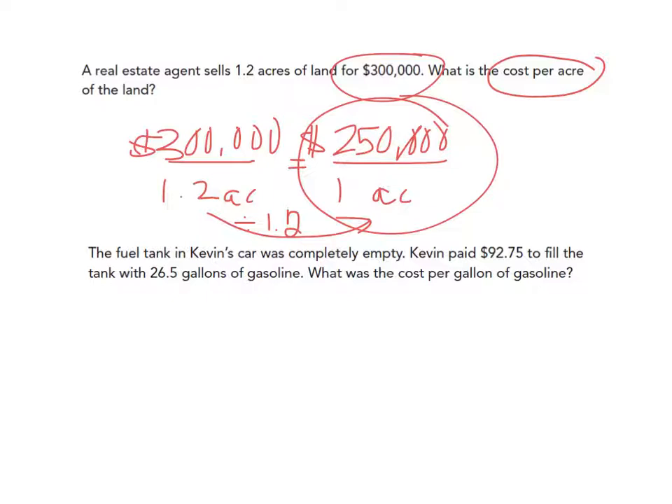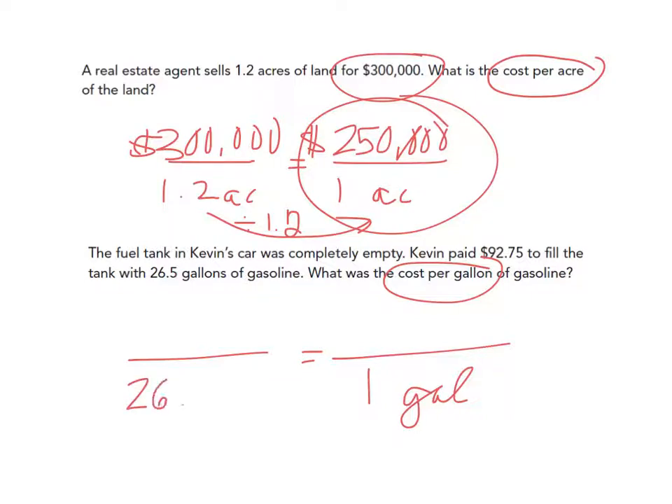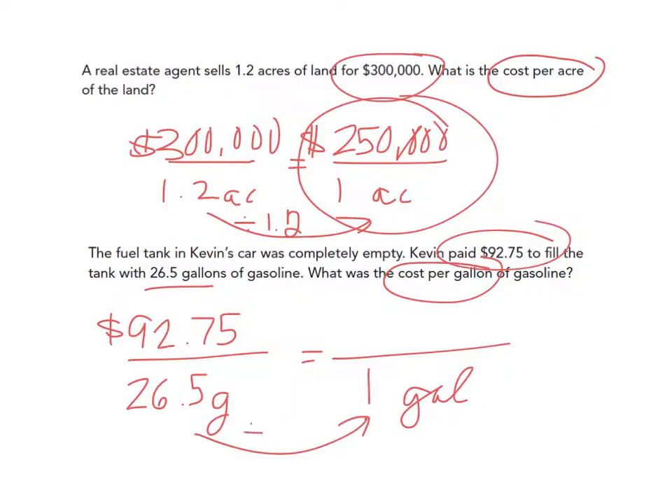The next one says that Kevin's fuel tank was completely empty. He paid $92.75 to fill that tank with 26.5 gallons of gasoline. What's the cost per gallon? What I know is they want a single gallon. That's the unit rate. But they gave me 26.5 gallons, and the 26.5 gallons cost $92.75. To get from 26.5 gallons down to 1 gallon, I'm going to have to divide by 26.5. If I divide the top also by 26.5, I get 3.5, but I know it's money, so I make it $3.50 per gallon.